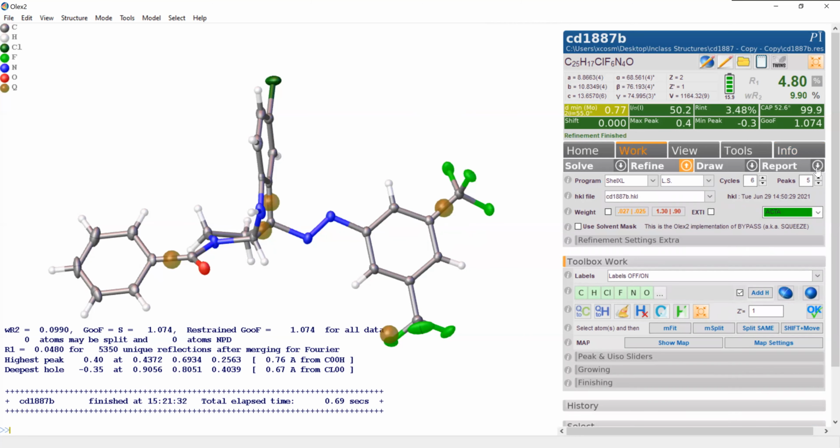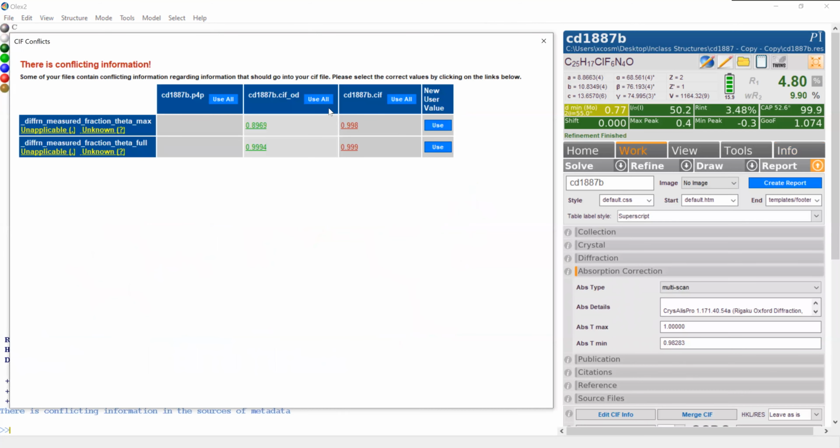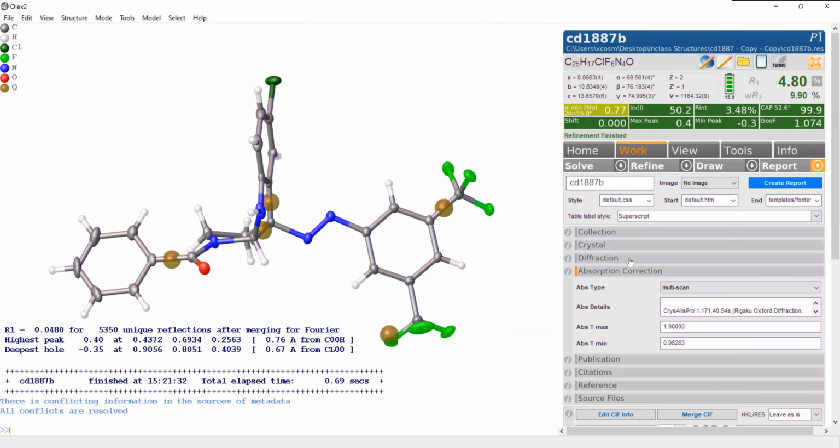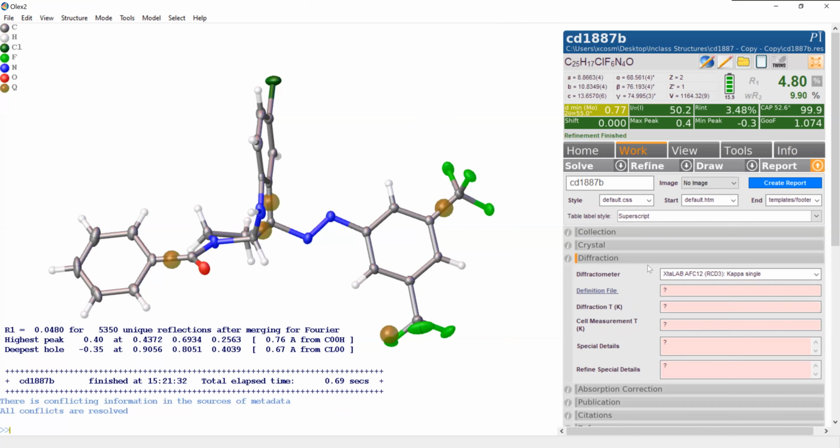Now we go to report. Since this was collected using CrysAlisPro, the newest version of Rigaku's software to run the diffractometer, most of this information about the absorption correction and diffraction came from the sift.od file. You see most of the diffractometer information was put in there, but for the diffraction temperature and cell measurement, this was 98 Kelvin.